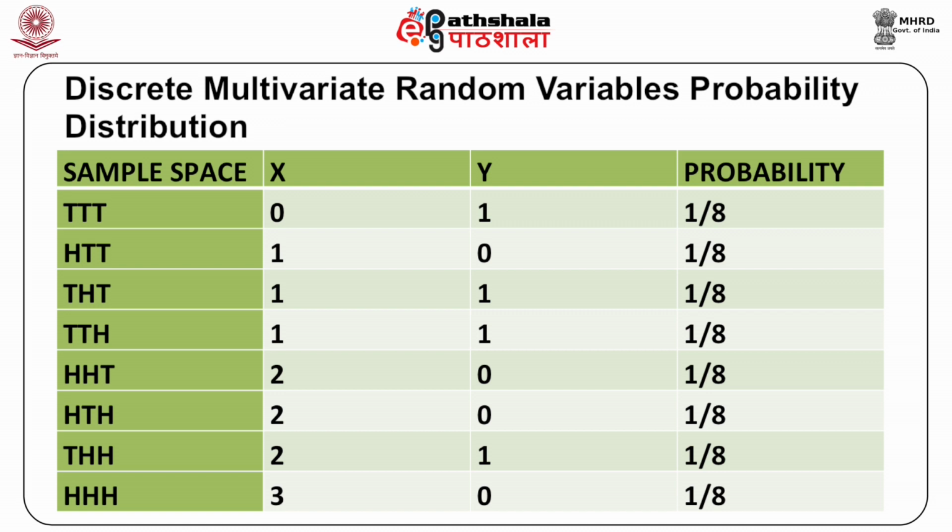As a simple illustration for a two discrete variable case, in a toss of three coins, let X denote the number of heads occurring in three trials. Thus, X is equal to 0, 1, 2, 3. Let another random variable Y be defined as follows. If the first of the three tosses results in heads, then Y is equal to 0. If it results in tails, Y is equal to 1. Thus, the range of Y is 0, 1. The possible values of X and Y and their respective probabilities are listed in the table.